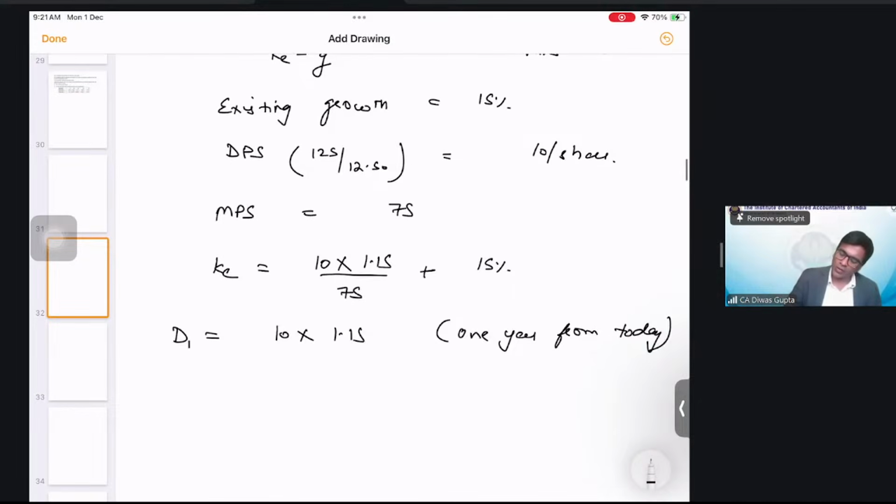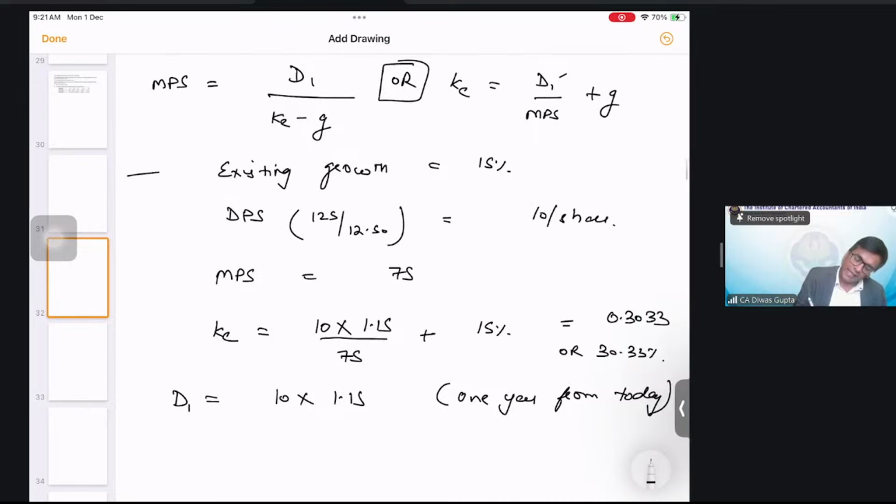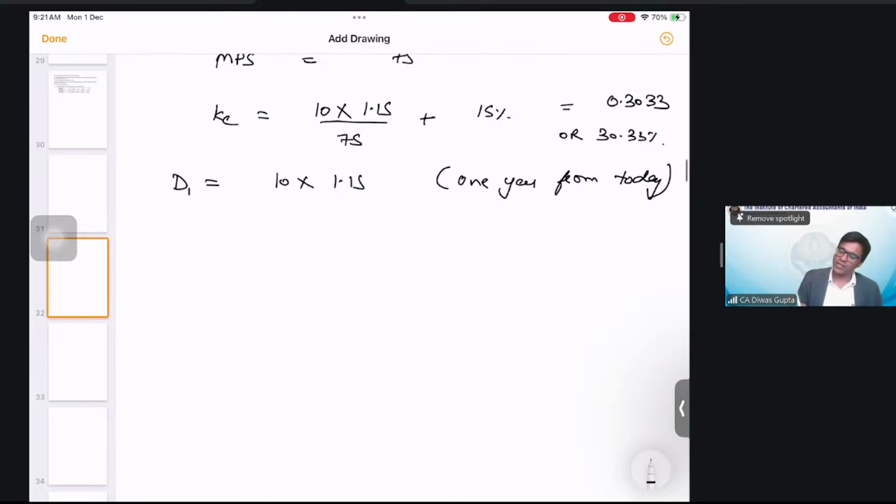Okay. So the cost of equity comes to how much? 0.3033. Okay. Or we can say 30.33%. Now this is basis the existing growth. We have also been given if the growth rate changes to 18%.